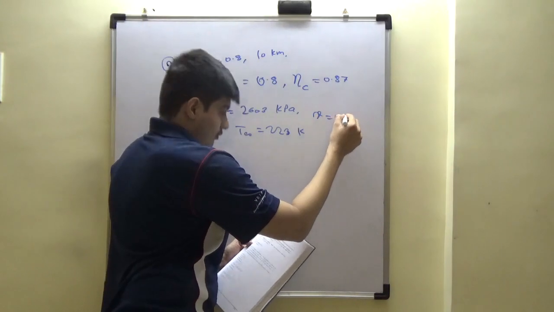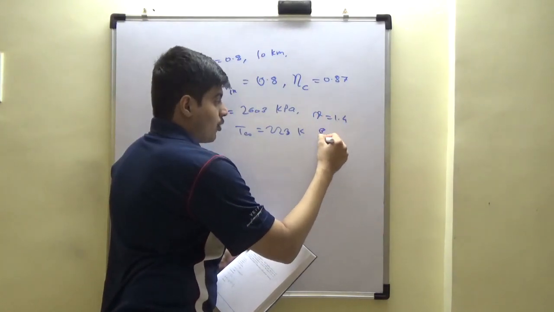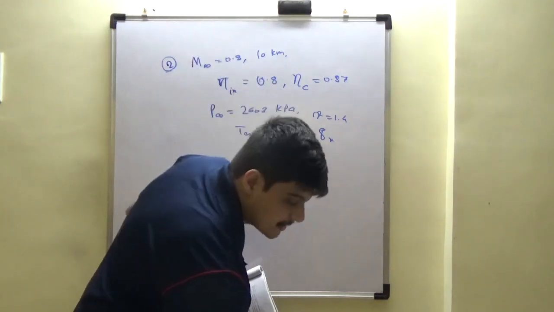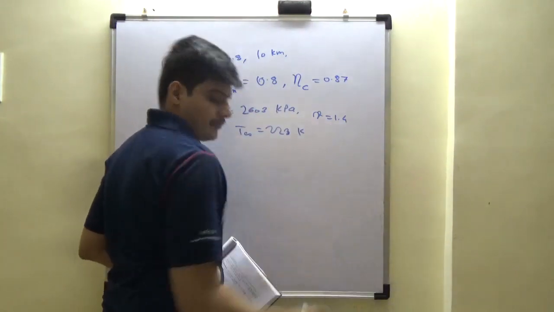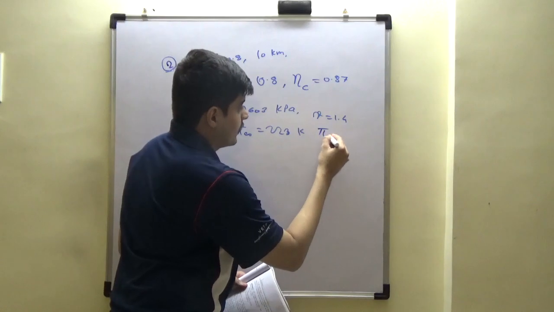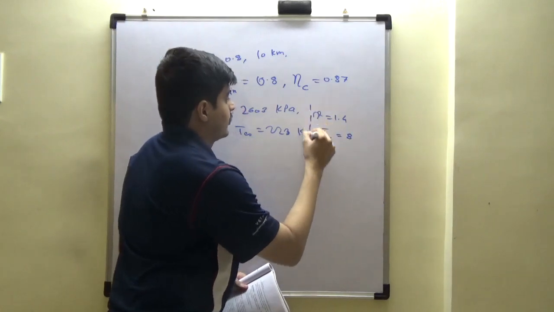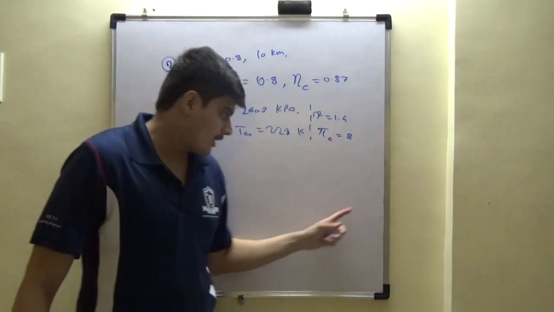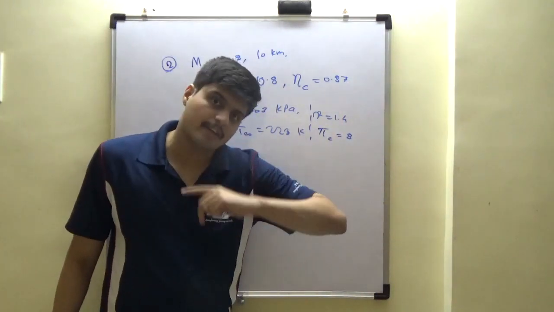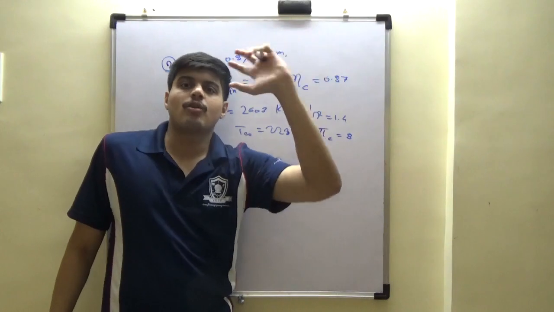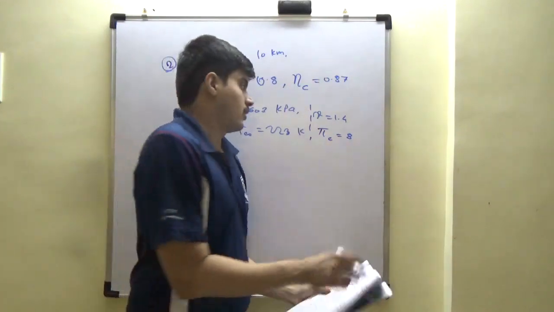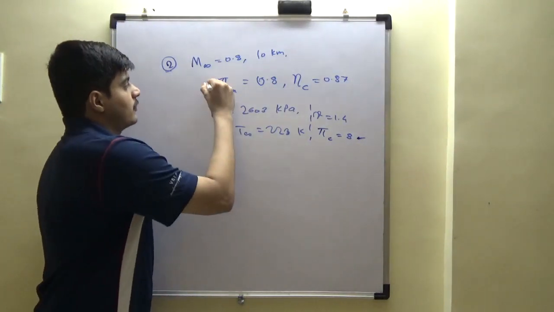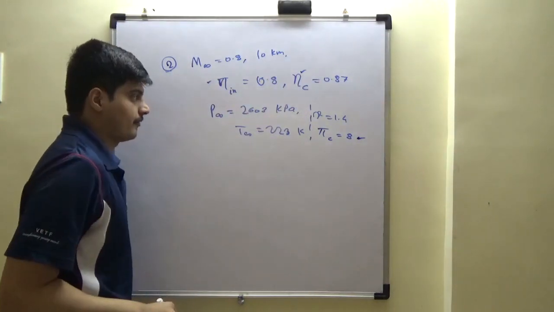Gamma 1.4, rho, and pi c is 8. So some guy has designed the blades going through the theory of how the blade stalls, surge, and so on with these numbers. He has also given us the efficiencies as measured.